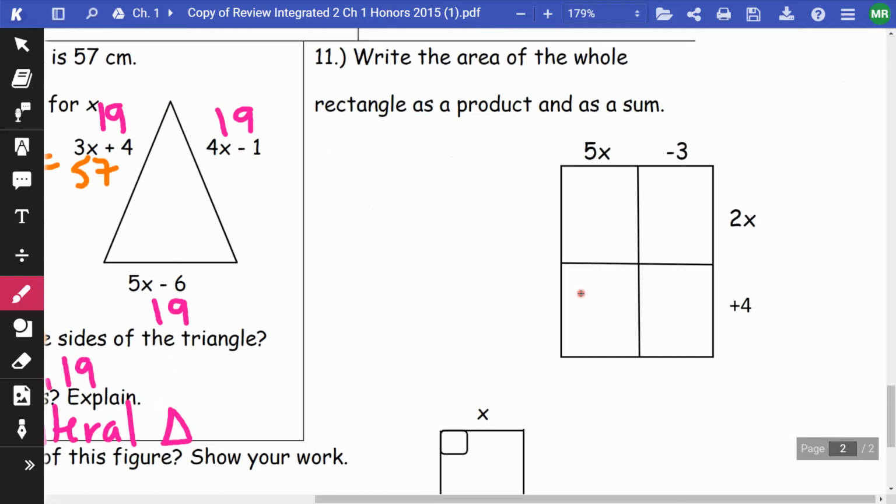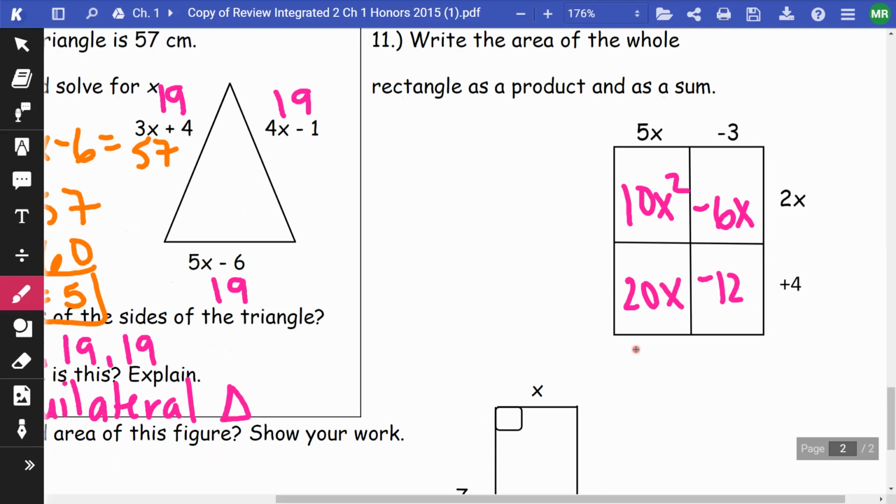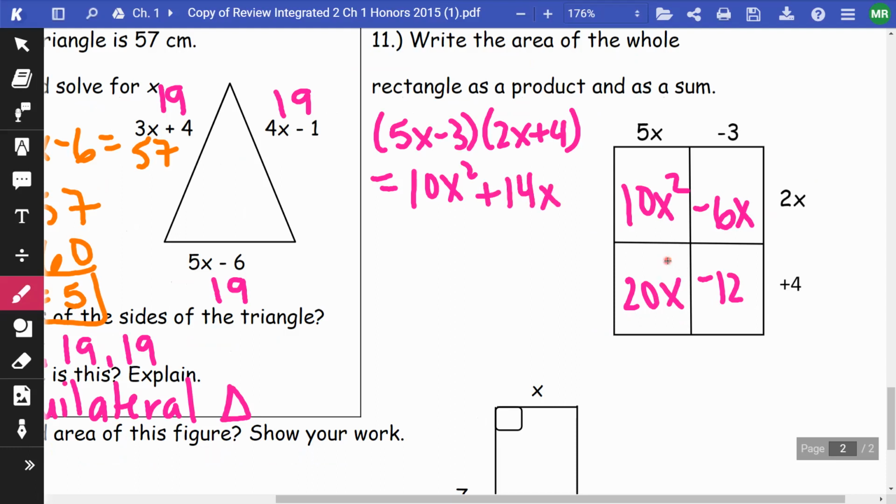On 11, I'm going to take 5x times 2x, which is 10x squared. 2x times negative 3, which is a negative 6x. A 4 times 5x, which is a 20x. A 4 times negative 3, which is a negative 12. And then we're going to write area of product equals area of sum. Area of product is your outside, 5x minus 3 times 2x plus 4, and area of sum is when we add up. So we get 10x squared, and then I'm going to combine my 20x minus 6x, which is a 14x, and then minus 12.